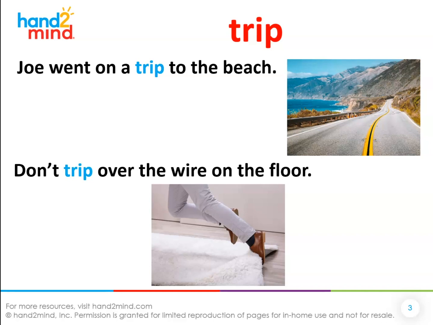So in both sentences, the word trip is used. However, the meaning is different in each sentence. In the first sentence, the word trip talks about a vacation or somewhere that Joe traveled to. In the second sentence, trip is actually a verb, and it describes catching your foot on something and falling over. Let's look at another homonym.